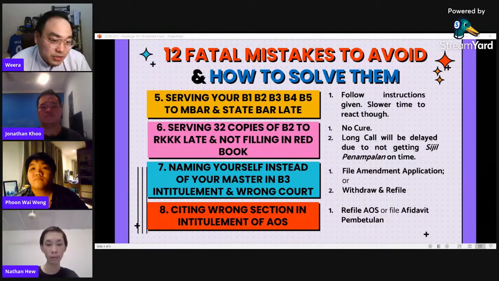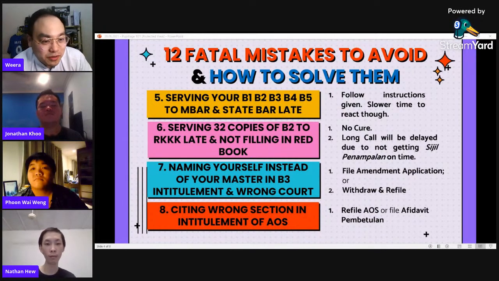You just wait for your short call results at the RKK KL. How do you get your results? You can go there or you can join the Telegram group, which shares the short call results usually.